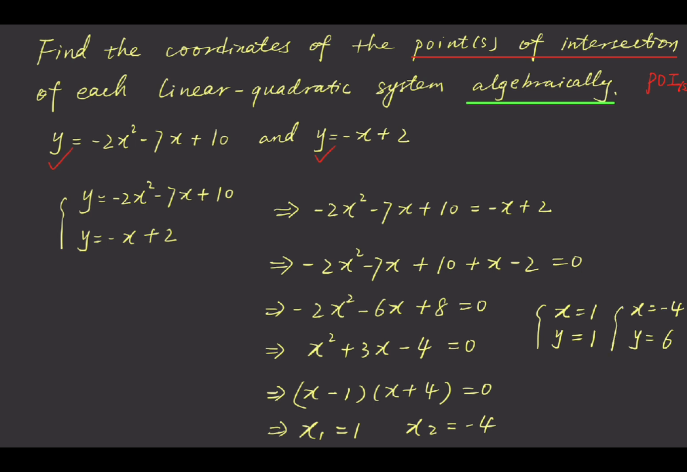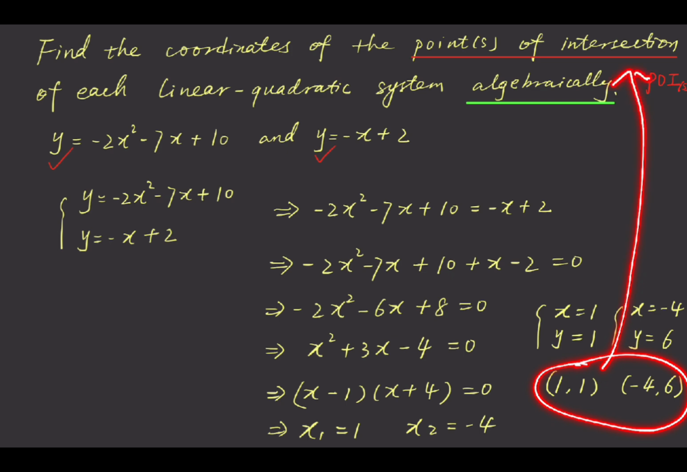That is to say, for this parabola and this straight line, or we can say for this linear quadratic system, the corresponding POI are the points 1, 1 and negative 4, 6. This is the so-called points of intersection.